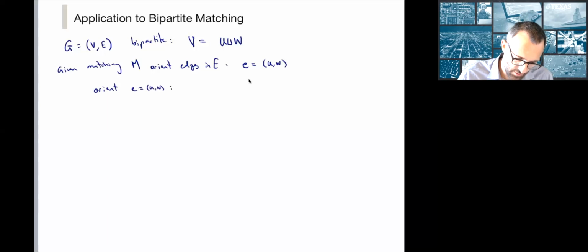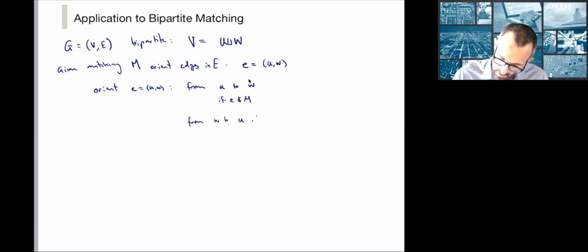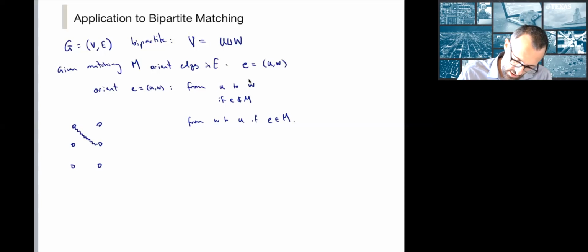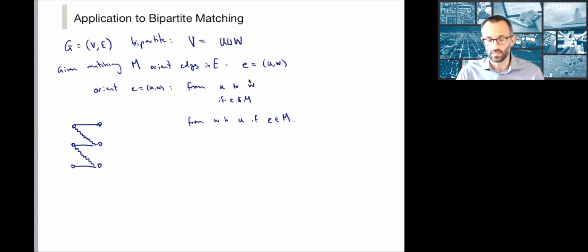E equals UW from U to W if E is not in the matching, and orient it from W to U if E is in the matching. So that means that we have our bipartite graph here. We have some edges that are in the matching, and we have some edges that are not in the matching.